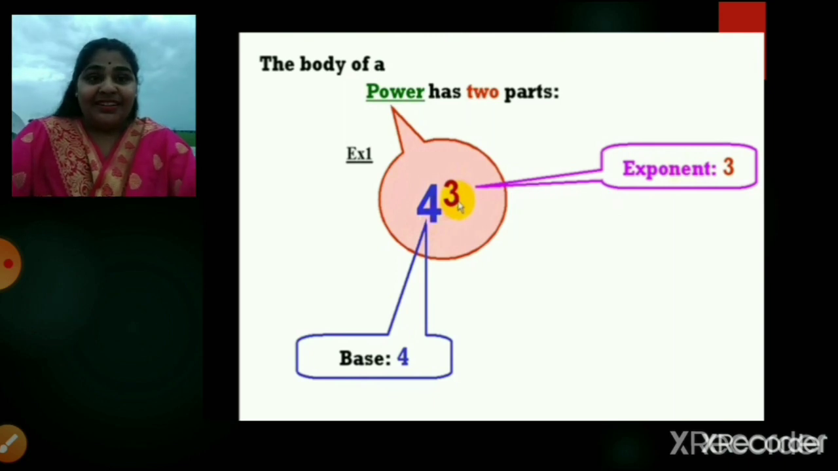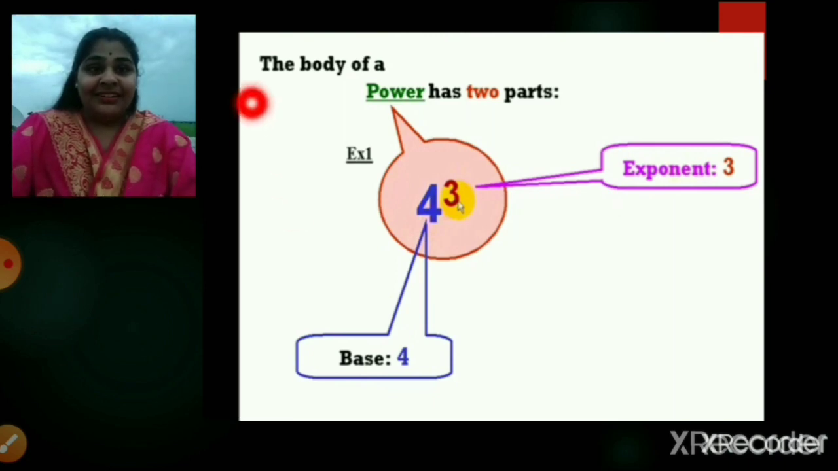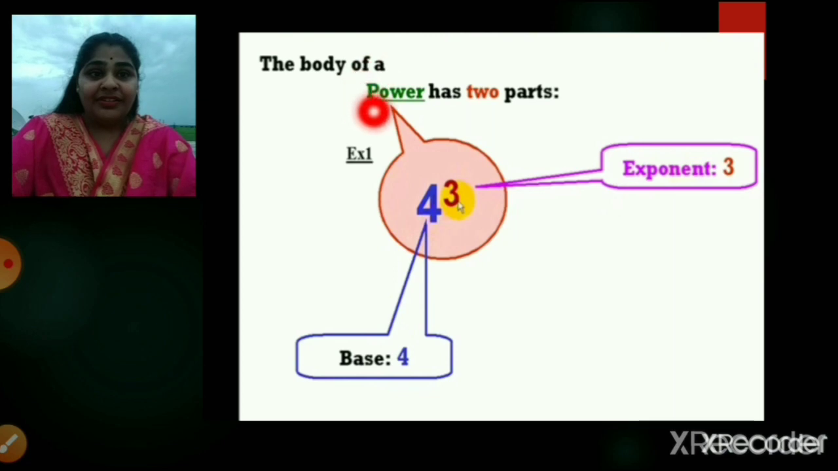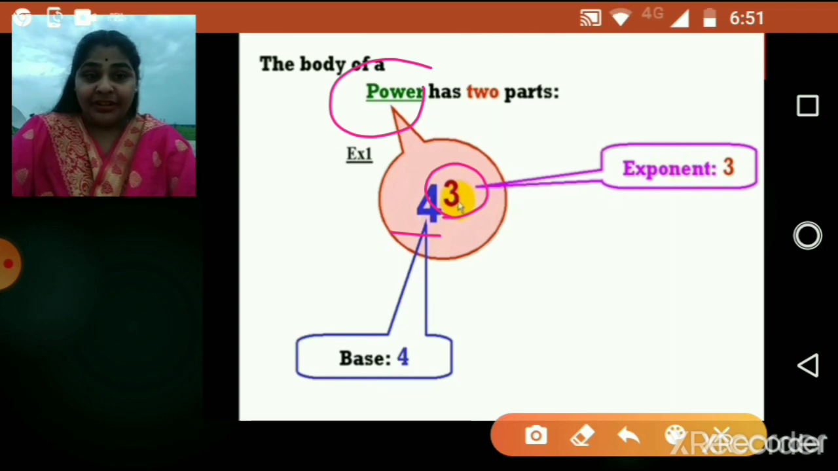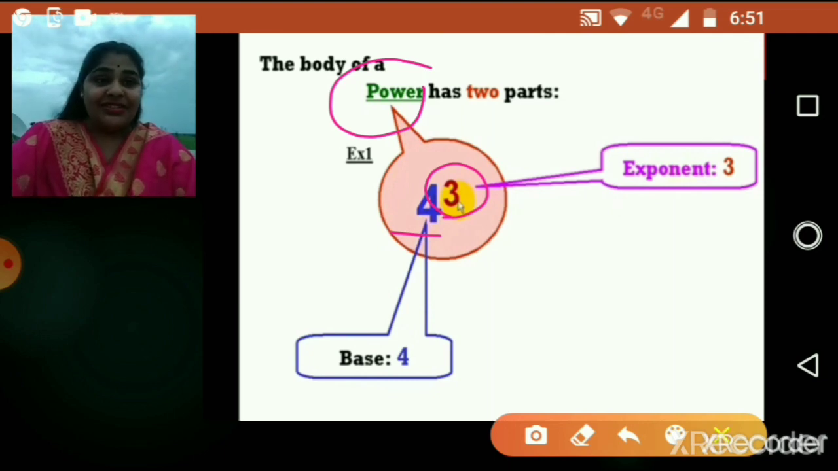So you can see here the body of a power. Power has two parts, that is base and the exponent. So here we read it as 4 raised to 3, right? So 4 here is a base and 3 is exponent. This we have already studied, right?